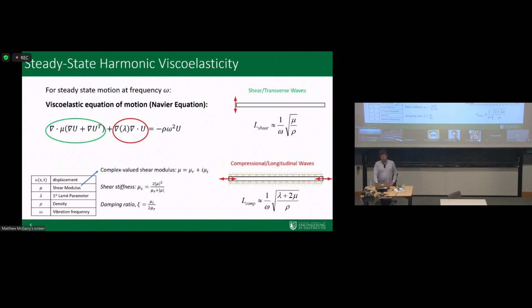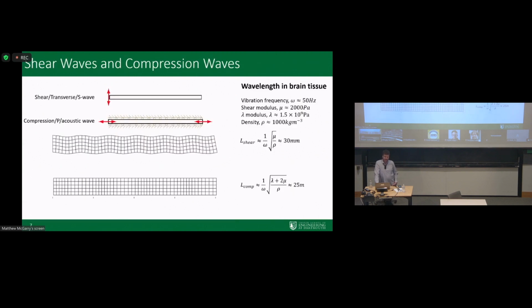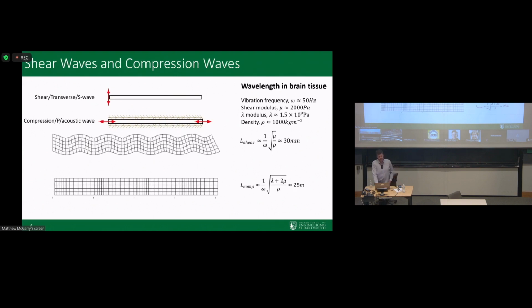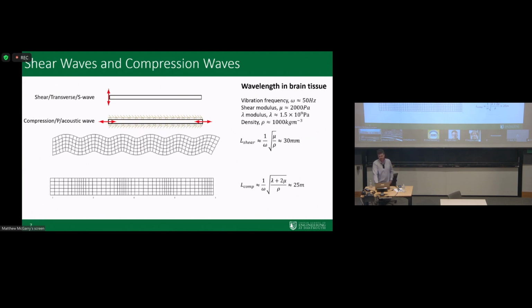This equation has two different terms on the left-hand side, and they govern the propagation of two different types of waves. The one on the left in green is the shear wave term, and the one in red is the compression or longitudinal wave term. What these waves actually look like is shown here. The shear wave is obviously a transverse wave propagating along this beam analogy, and the compression wave is exactly equivalent to a sound wave.